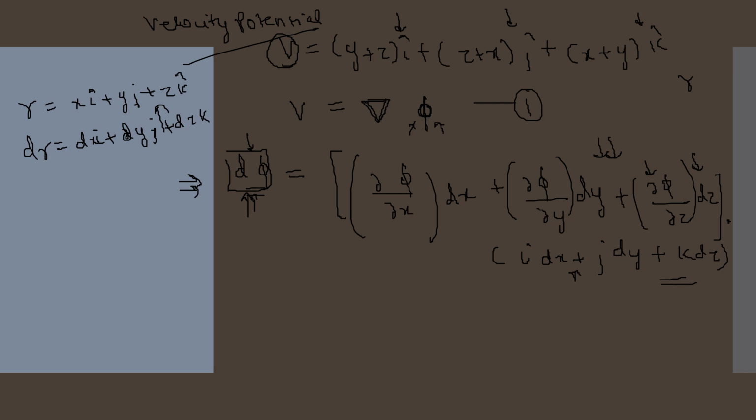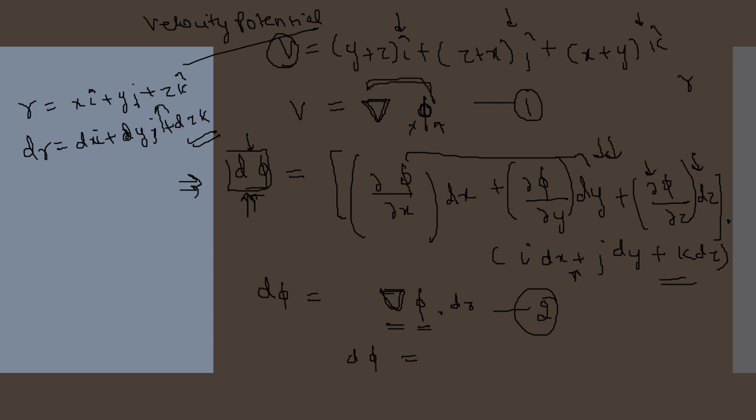Okay, can I write it as this is our gradient? Yes or no? Gradient of what? Phi, and this is our dr. Yes or no? Is it clear? So this is our second equation now. This is dr. Okay, now because dr is i dx, j dy and k dz, right? So I'm writing it as d phi is equals to, see, this is gradient, this is phi.